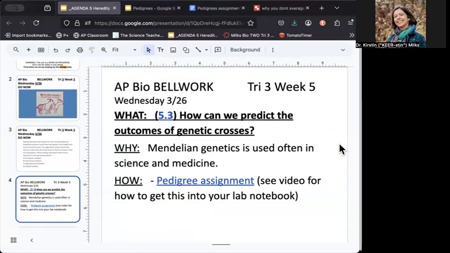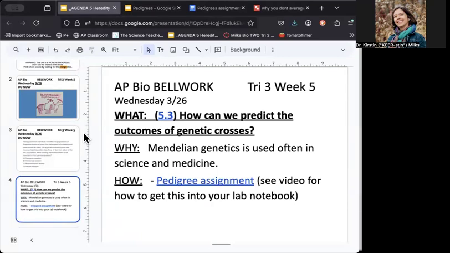Today we're going to predict the outcomes of genetic crosses. We're going to review Mendelian genetics, which is actually still used fairly often in science and medicine, though simple ideas about a trait being dominant or recessive are actually not nearly so interesting as the other rich factors and mechanisms that can make diversity in living things.